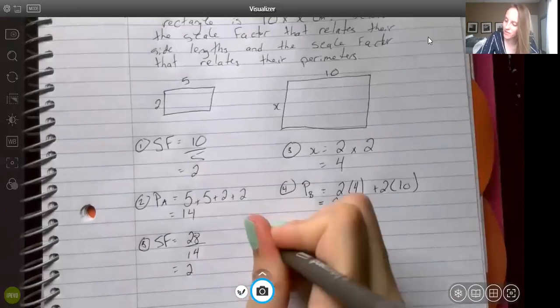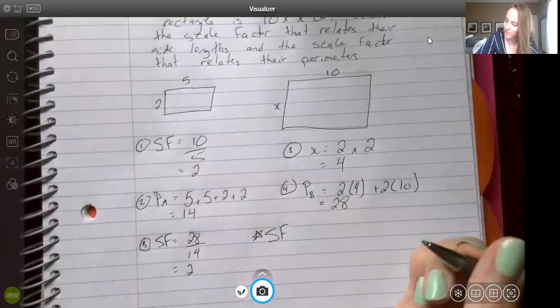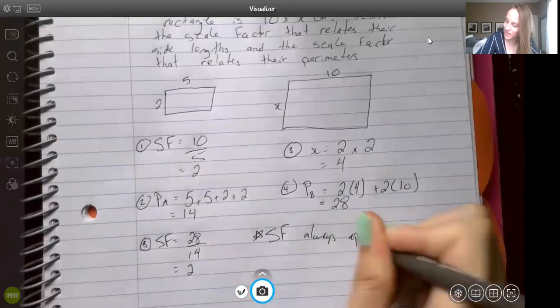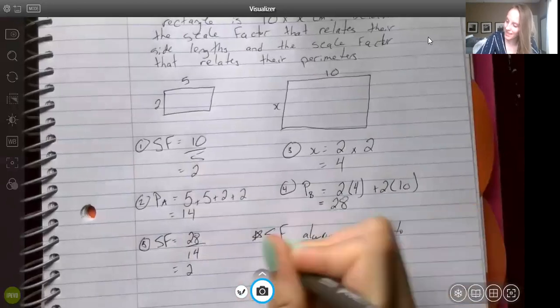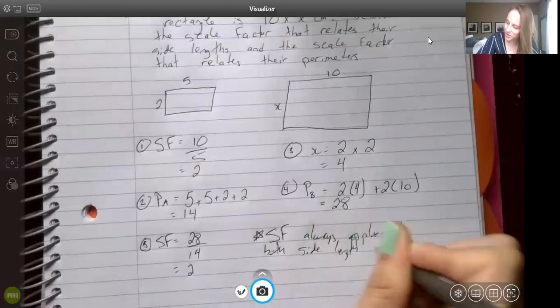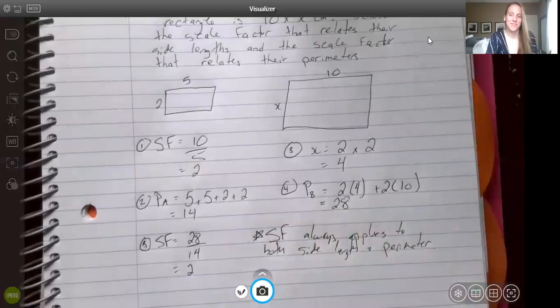Okay, so if you find the scale factor, it always applies to both side length and perimeter. Okay, that is it for today's lesson.